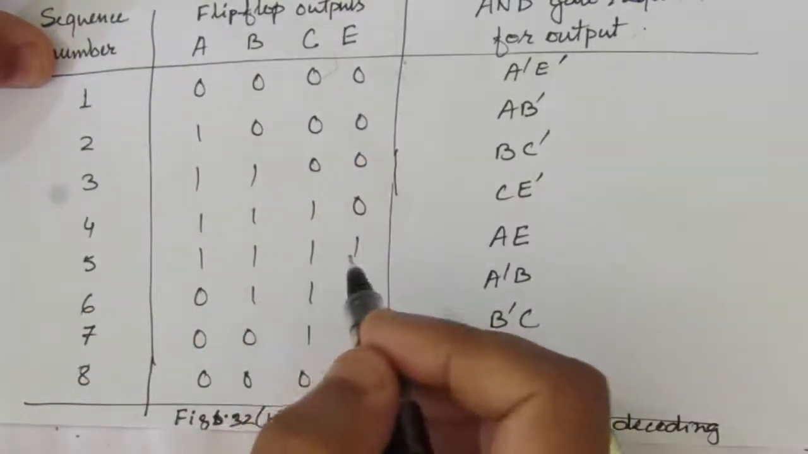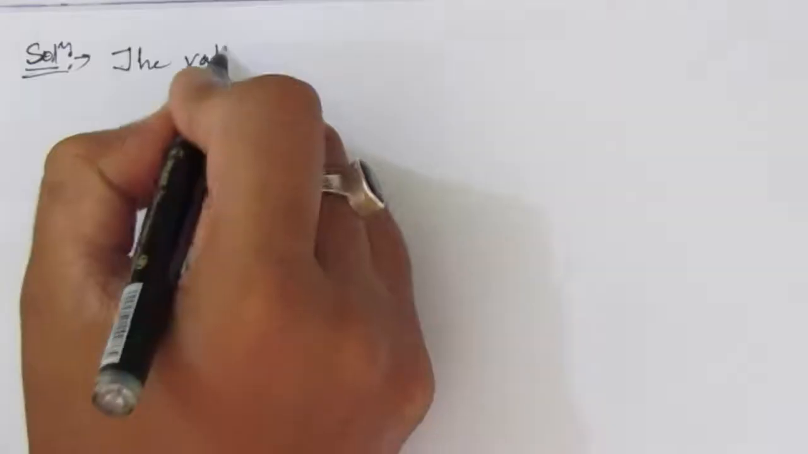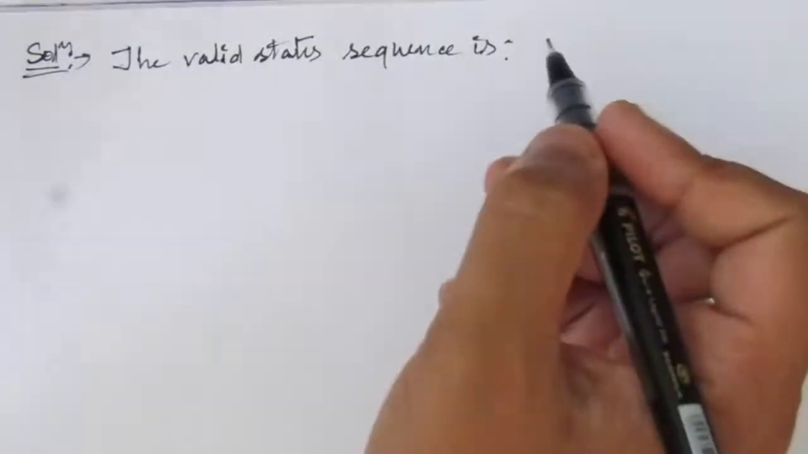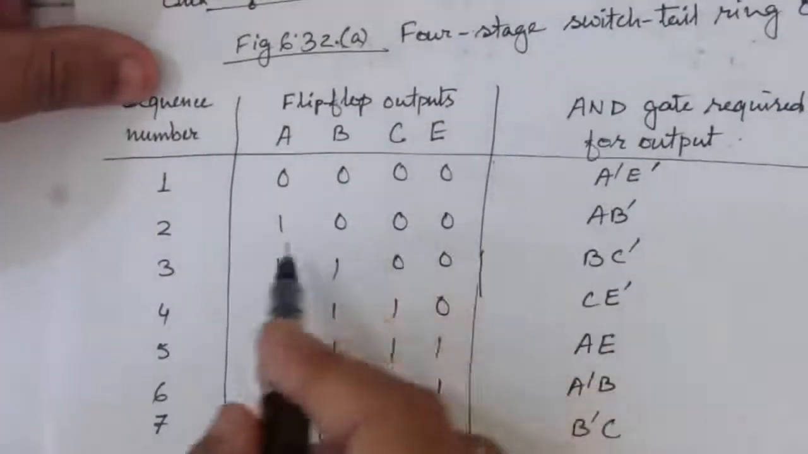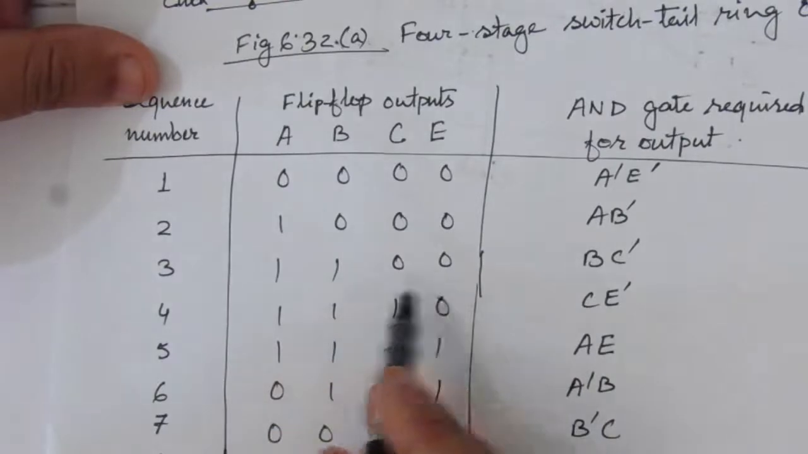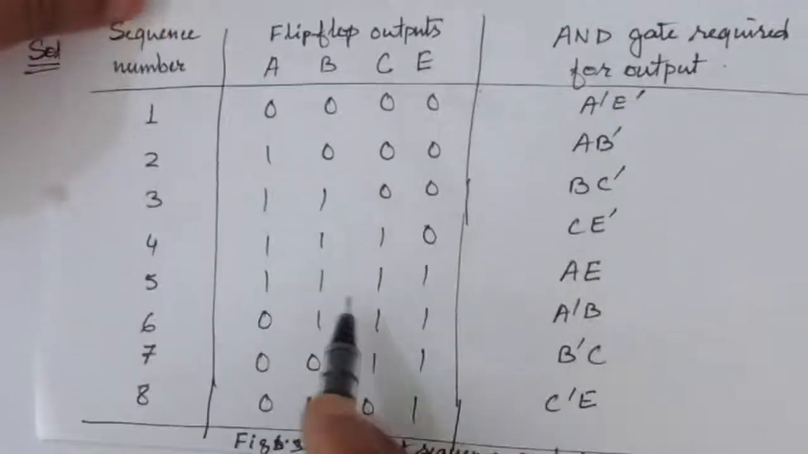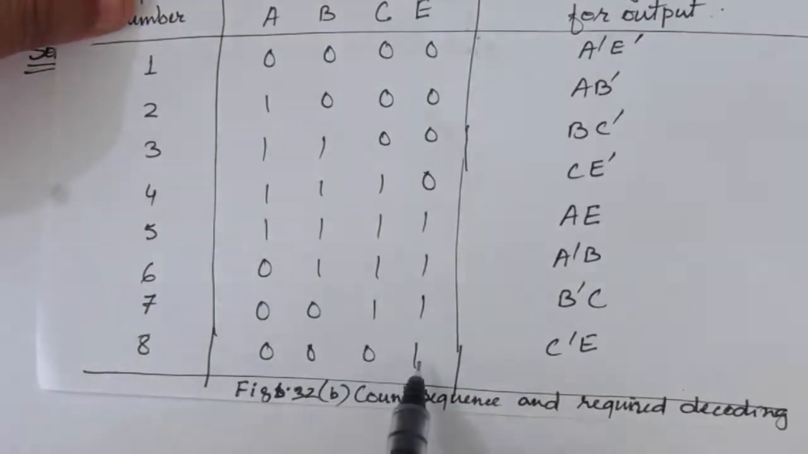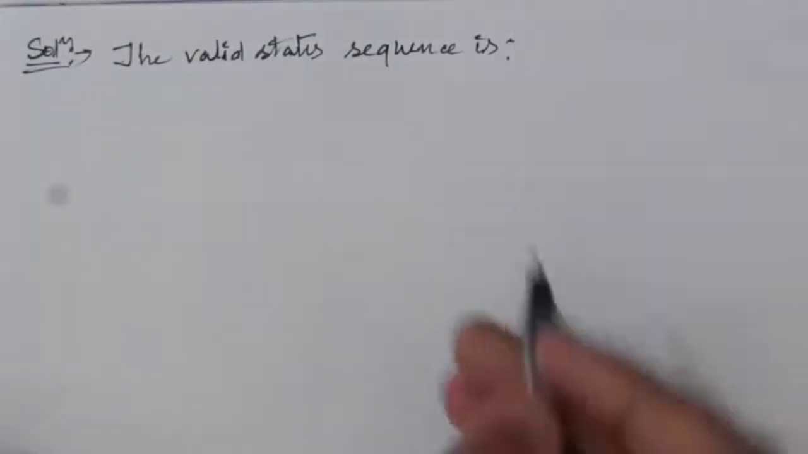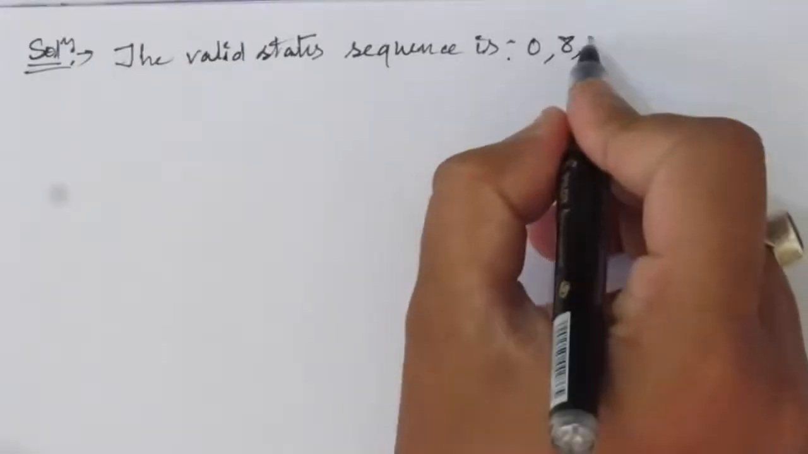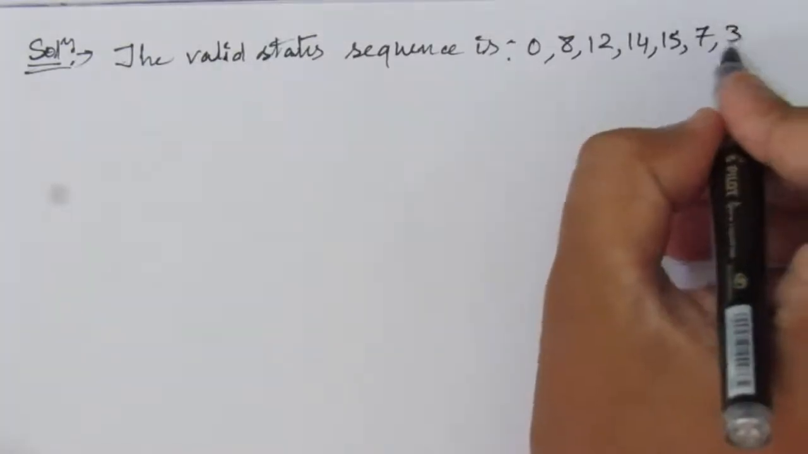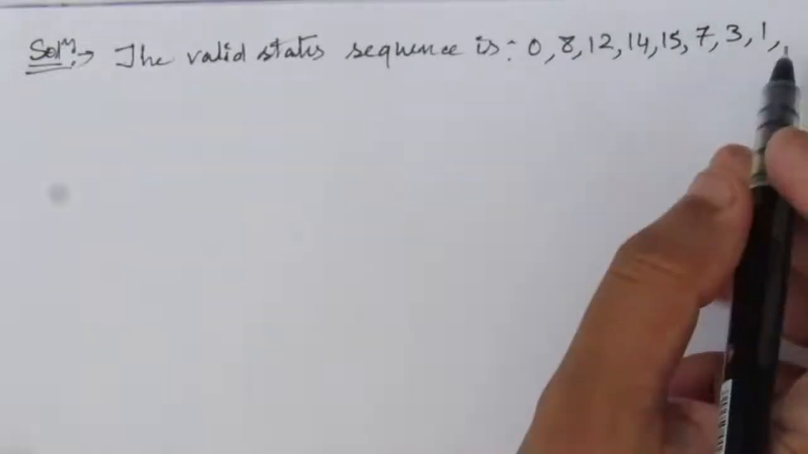So for the solution of this problem, we have to consider the unused states. The valid state sequence is, from 0, it is going to 8. From 8, it is going to 12. And from 12, it is going to 14. Then 15, then again 7, then 3, then 1, and then 0. So here we can write 0, 8, 12, 14, 15, then 7, 3, 1. And after 1, it will again go to 0. That means this sequence will repeat again.